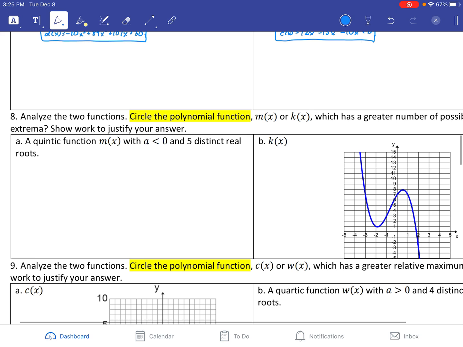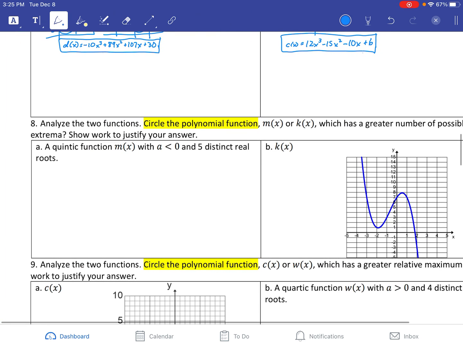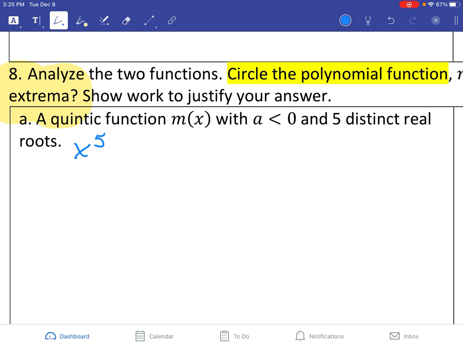Next, we're going to compare two different things in the same problem. All right, we have a function and we have a graph. We want to know what is the greater number of possible extrema. So we want to know extrema for this. Which one has the more extrema? Okay, so a quintic function is going to be x to the fifth. A is less than 0, which means it's going to be a negative function, and it has 5 distinct real roots, which means this goes through the x-axis 5 times.